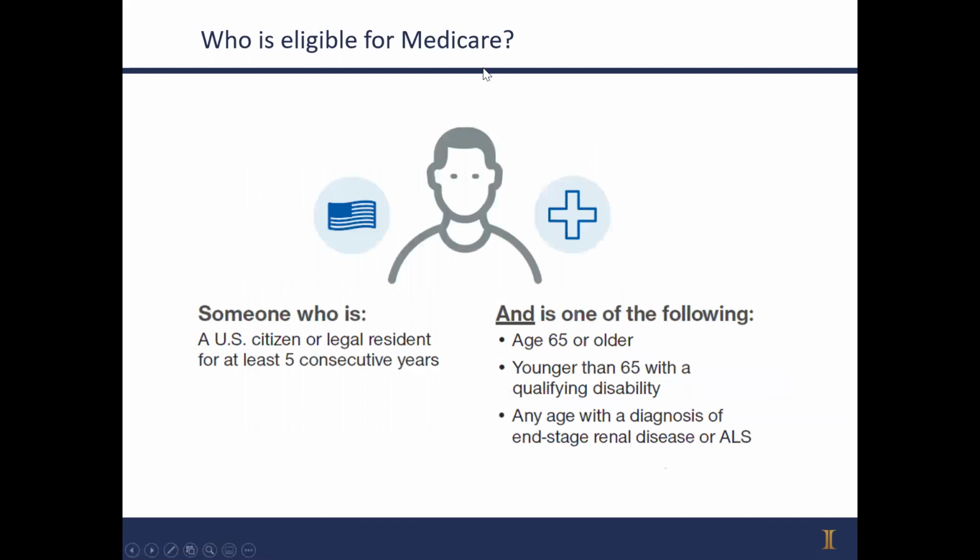So let's talk about who's eligible for Medicare. So just like the previous slide, you have to be a U.S. citizen or legal resident for at least 5 years in a row. You have to be 65 or older. You can be under 65 if you have a qualifying disability and you've been collecting Social Security benefits for 24 months. And any age with a diagnosis of end-stage renal disease or ALS. So anyone who falls into those categories, they are eligible to apply for Medicare.